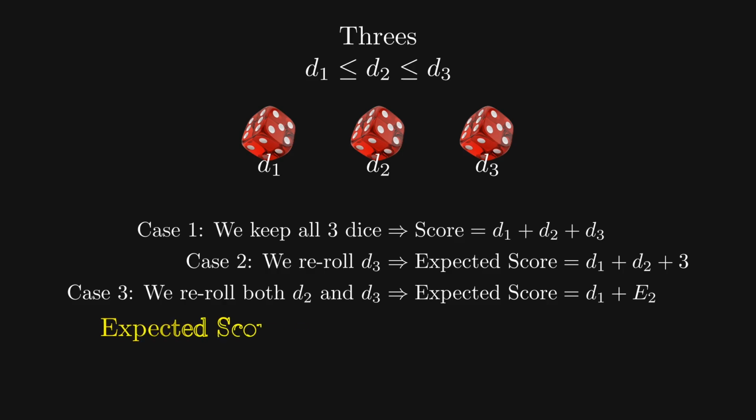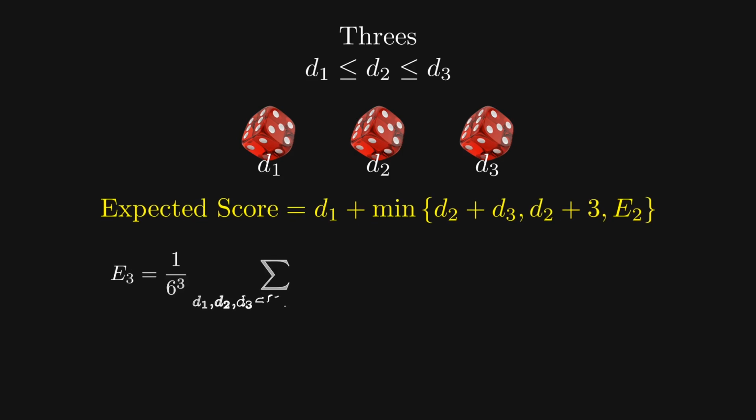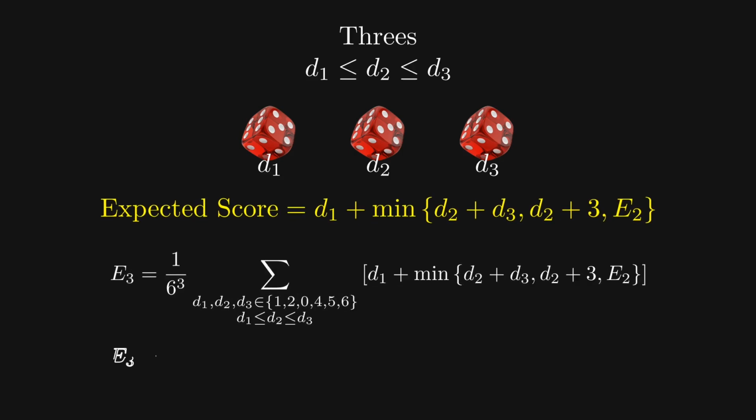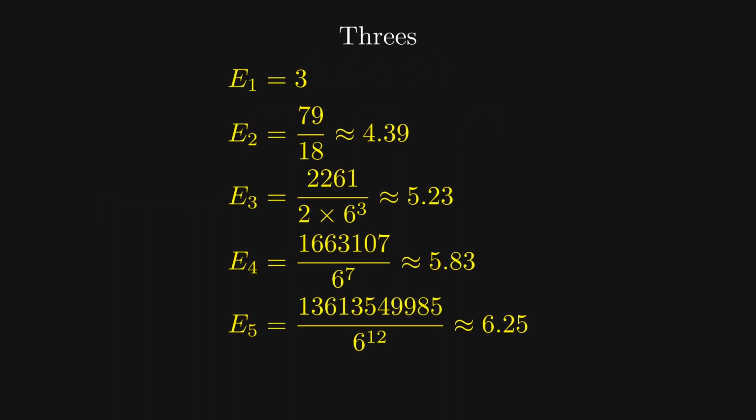Taking the minimum of the 3 cases, our expected score is D1 plus the minimum of D2 plus D3, D2 plus 3, and E2. We get E3 equals 2261 over 2 times 6 cubed. Continuing this way, we get E4 and E5. E5 is the answer we need. The expected score is about 6.25 if we play optimally.